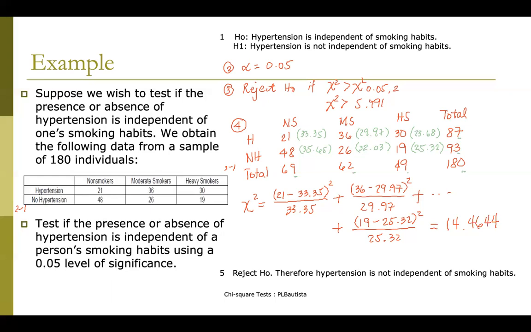So as you can see, for the non-smokers, there is a higher percentage of people with no hypertension, while those who are heavy smokers have a higher percentage of people with hypertension. So that is what we mean by these two variables being not independent of one another.